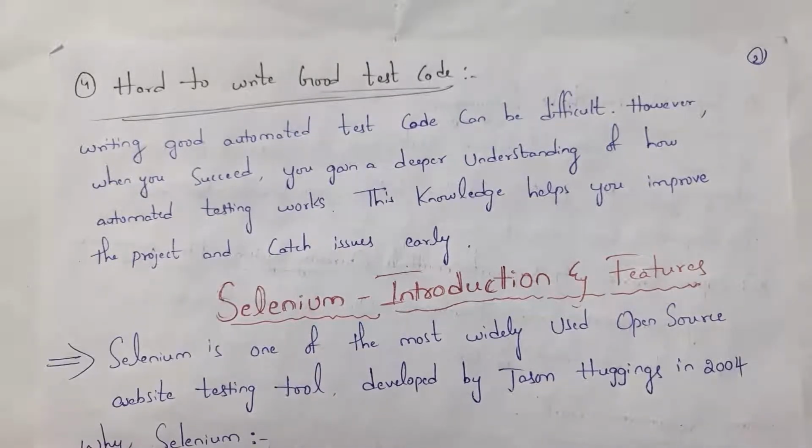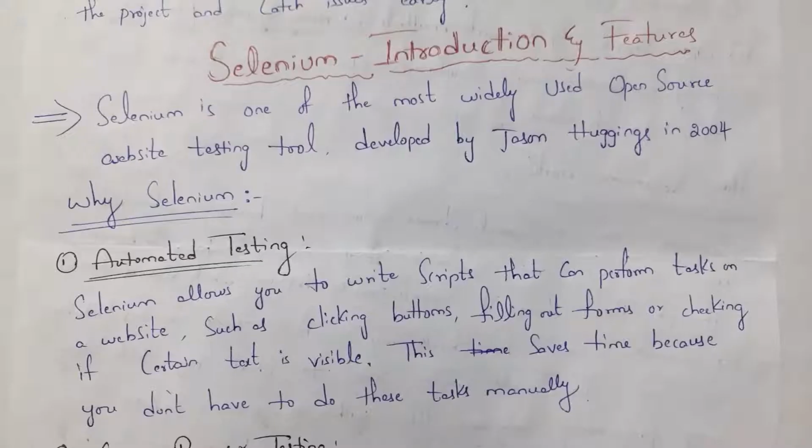Guys, in DevOps, if you want to perform automation testing, then you need to write code. It is very tough. But if you know how automation testing works, then it is very easy to write code. So if you have good knowledge of automation testing, then you can easily write code and you can easily catch errors. Next I will explain Selenium introduction and features.